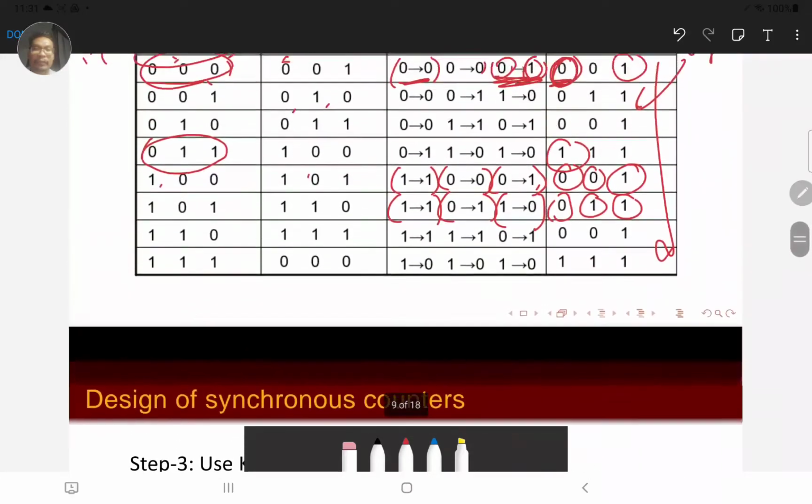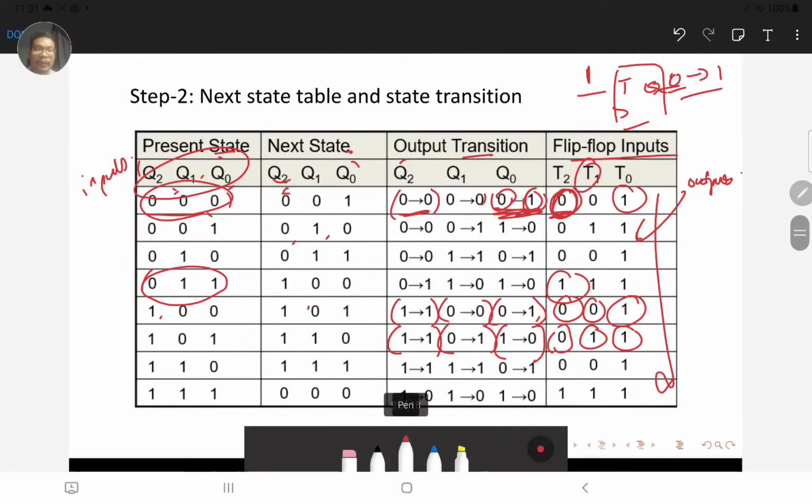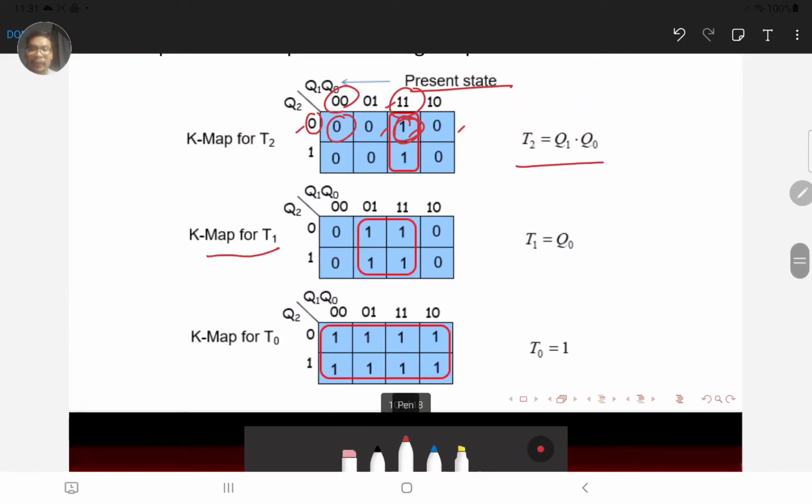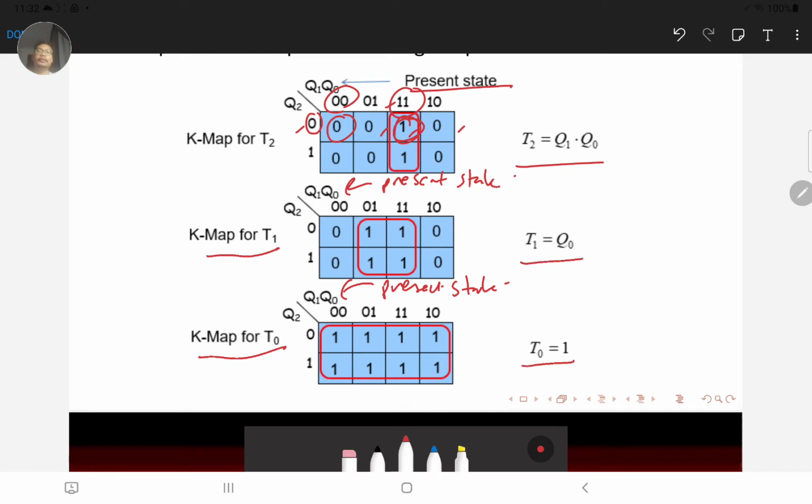For 0, 1, all this, and finally we can get our T2 equals to Q1 Q0. We can do the same for T1. We can do the same for T0, and we get our K-map here for T1, K-map for T0. Using again our present state, here is T0 equals to 1, T1 equals to Q0.